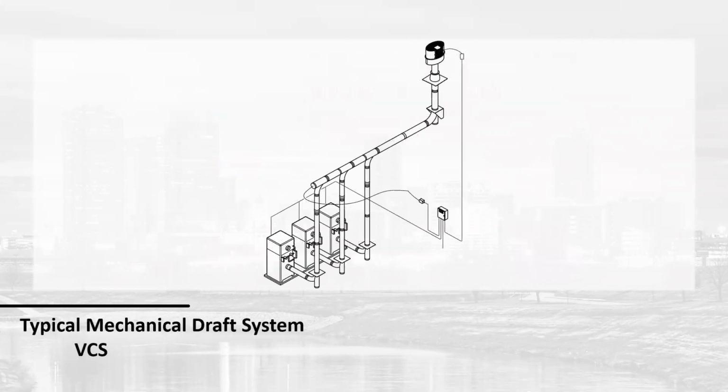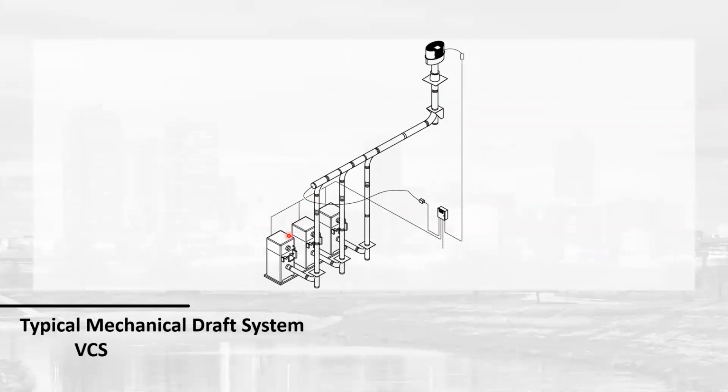This is a typical mechanical draft system. Here we're showing 3 boilers having a common stack coming across, and we're showing our termination fan. Everything's tied into our interlock controller. You see the wires going to each appliance. There's a transducer that's sensing pressure in the base of the stack there.